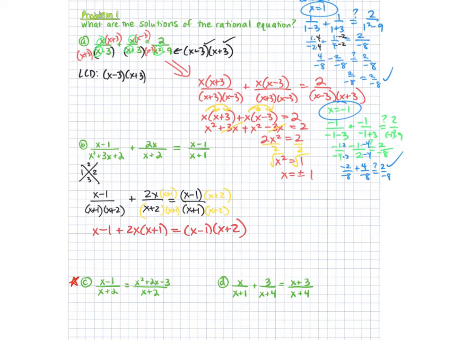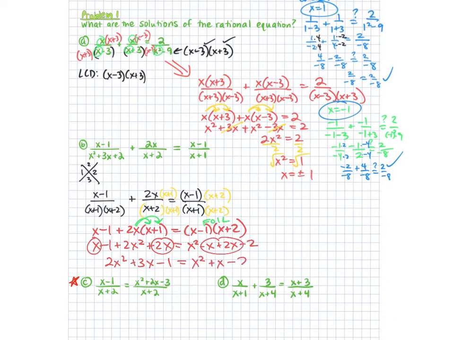So now we need to simplify all this. So let's distribute that, and then let's FOIL this. So this becomes x minus 1 plus 2x squared plus 2x, and this equals x squared minus x plus 2x minus 2, which simplifies to 2x squared plus 3x minus 1, and then this is x squared plus, this becomes a 1 plus x minus 2. And then let's get everything on to this side here.